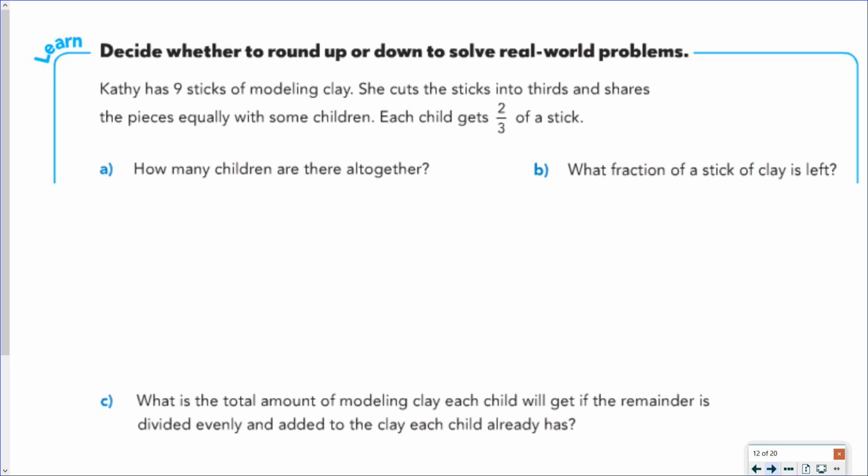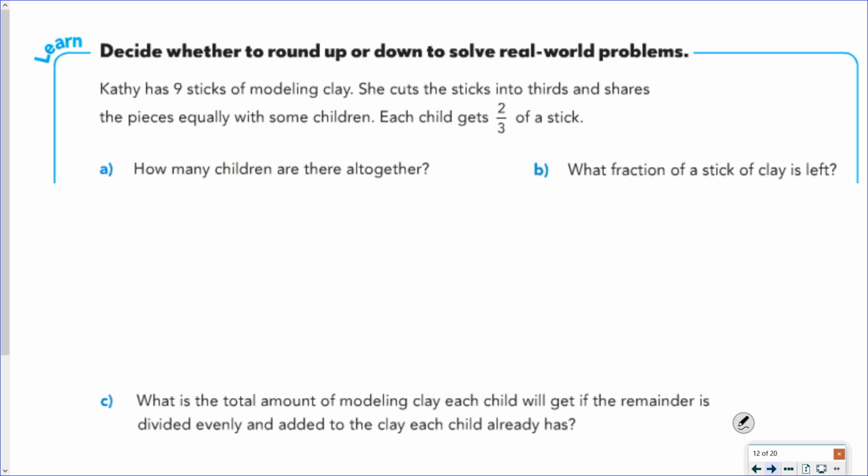Our next example here, we are going to have to do some rounding. So we have to decide whether we round up or round down based on the situation. So Kathy has 9 sticks of modeling clay. She cuts the sticks into thirds and shares the pieces equally with some children. Each child gets 2/3 of a stick. Now, one assumption we make is that she gives out all of the clay. So any question like this, we're assuming that you're giving out as much as you can. So we want to figure out how many children there are altogether.